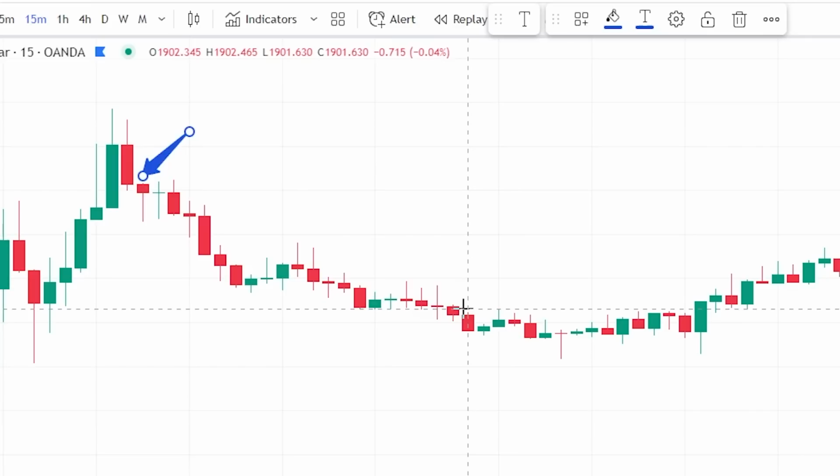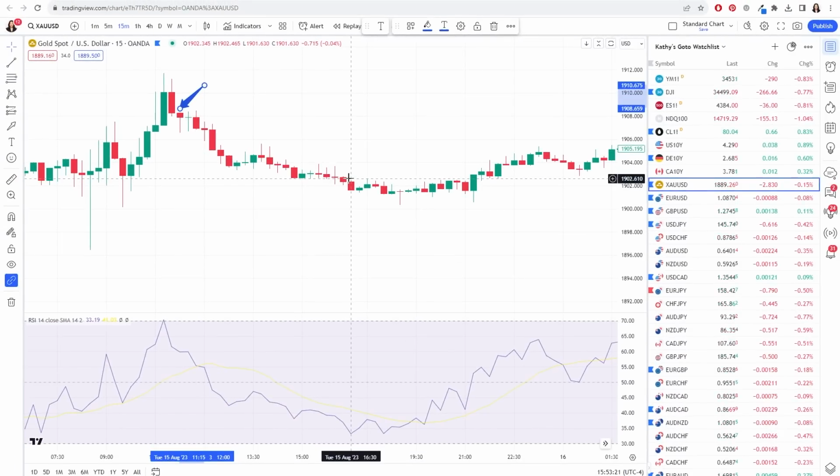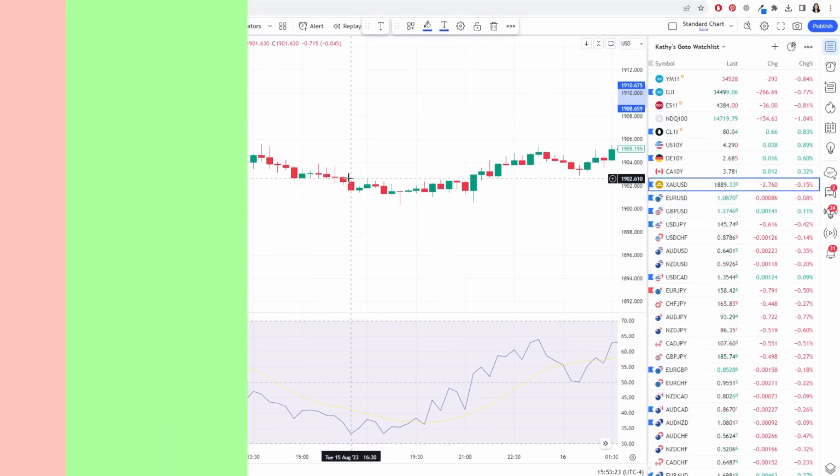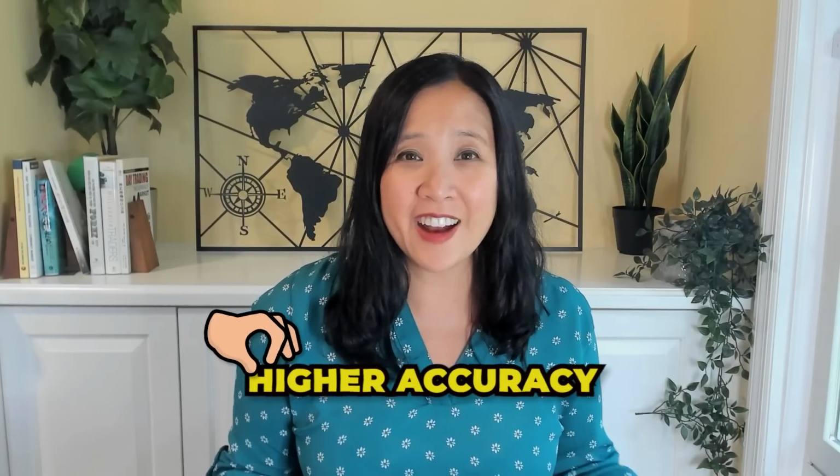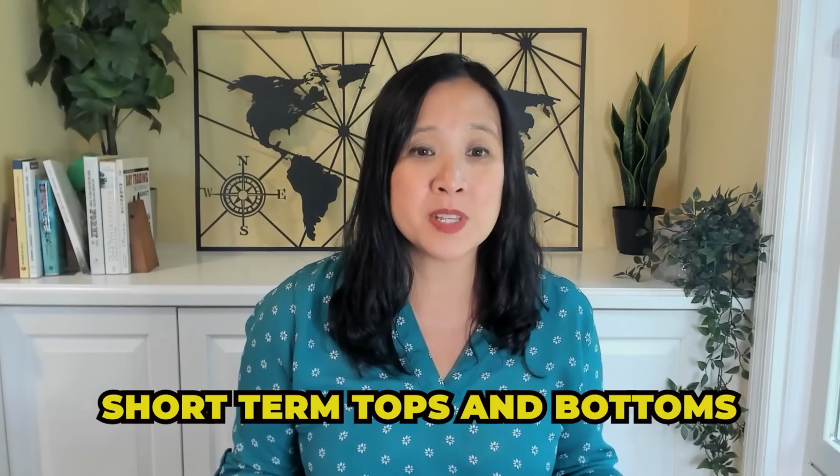So another positive trade. We basically saw, I think, 4 winning trades and 1 losing trade, and that's basically the odds that you want when you're looking for a trading strategy, especially on a day trading basis. So this RSI trick is a really cool way to pick higher accuracy short-term tops and bottoms in gold.